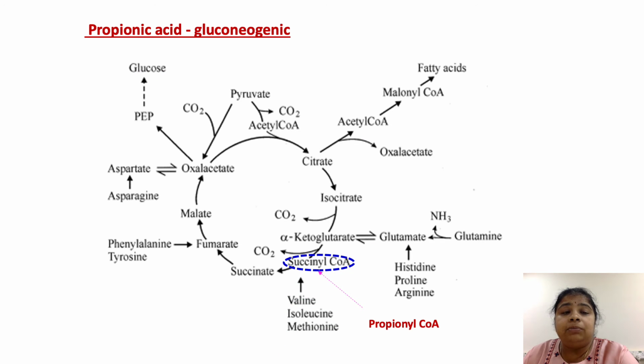So coming to the metabolism of propionyl CoA, we are going to see how propionyl CoA can finally be channeled to form succinyl CoA, which can enter into the TCA cycle.